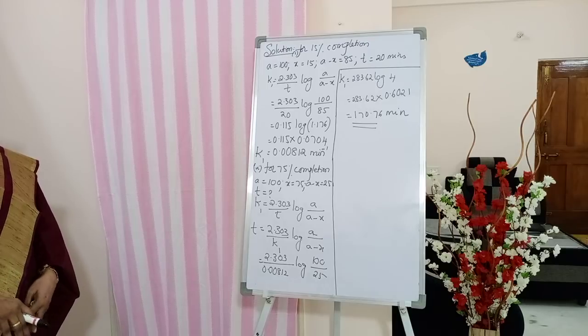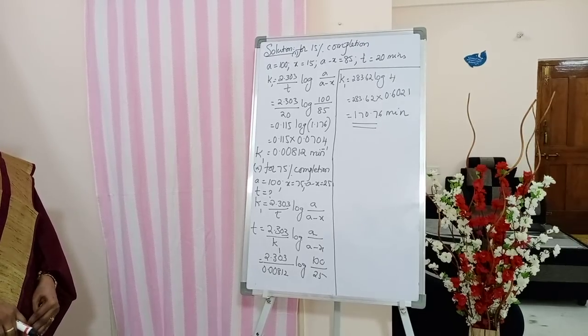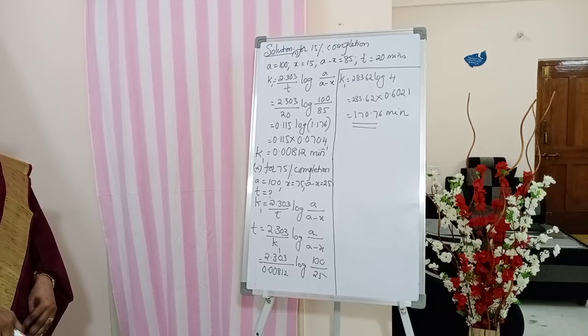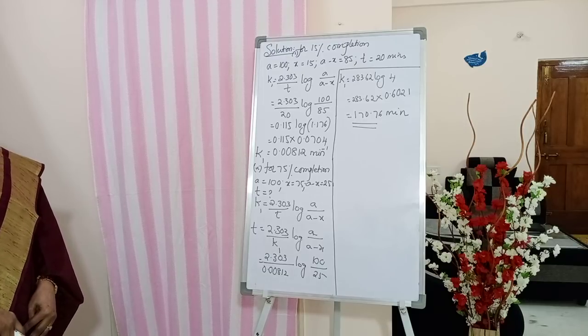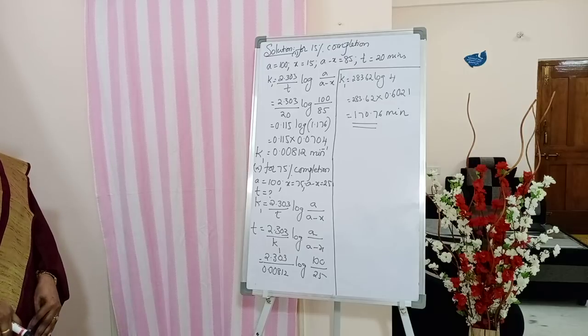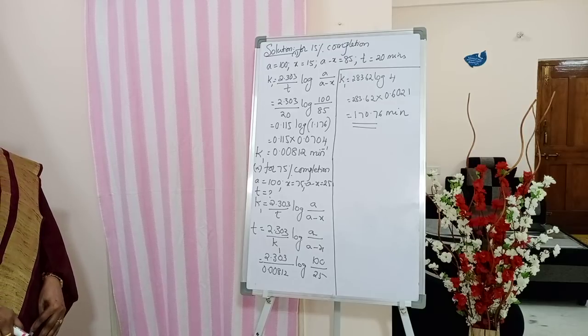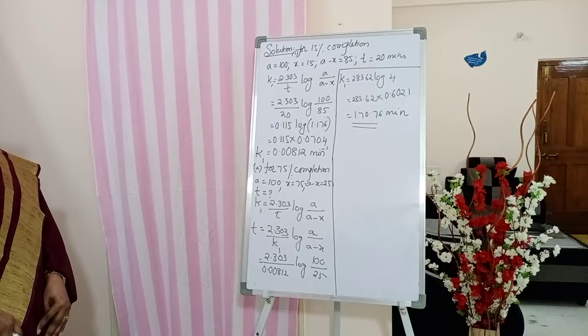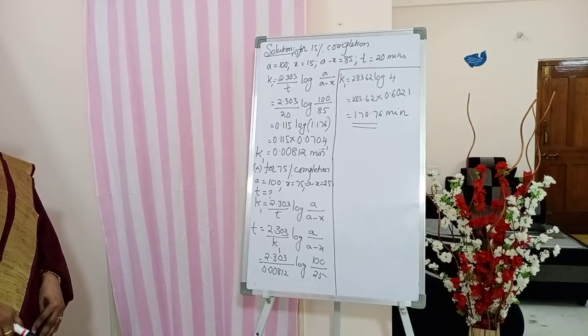It can be divided into two parts. The first part is for 15% completion. So 15% completion means x can be taken as 15, and a let us assume as 100. So a minus x will be 85, and the time given is 20 minutes.